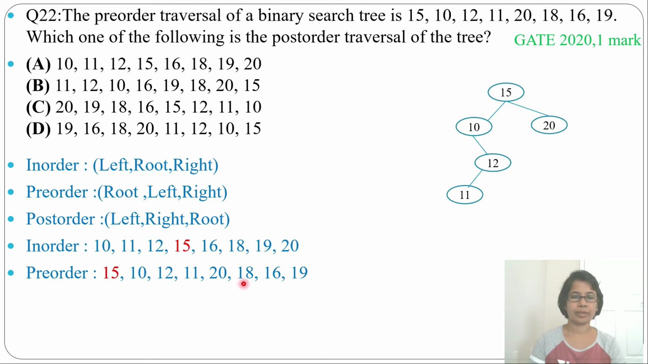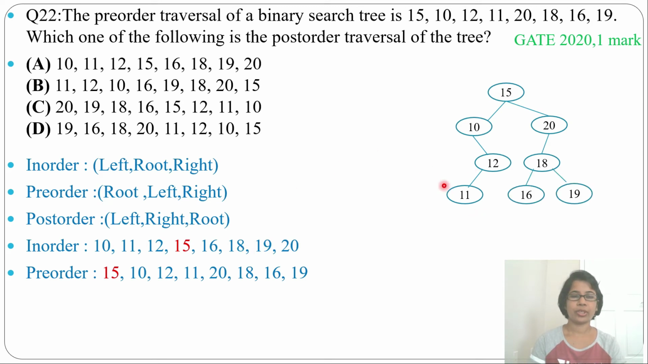Now from 16, 18, 19, which will be the parent? Just check in pre-order. 18 is present first, so 18 will be the parent. Now check in-order: 16 is left of 18, 19 is right of 18, so 16 will be the left child of 18 and 19 will be the right child of 18. Now the tree is constructed, so now find the post-order.